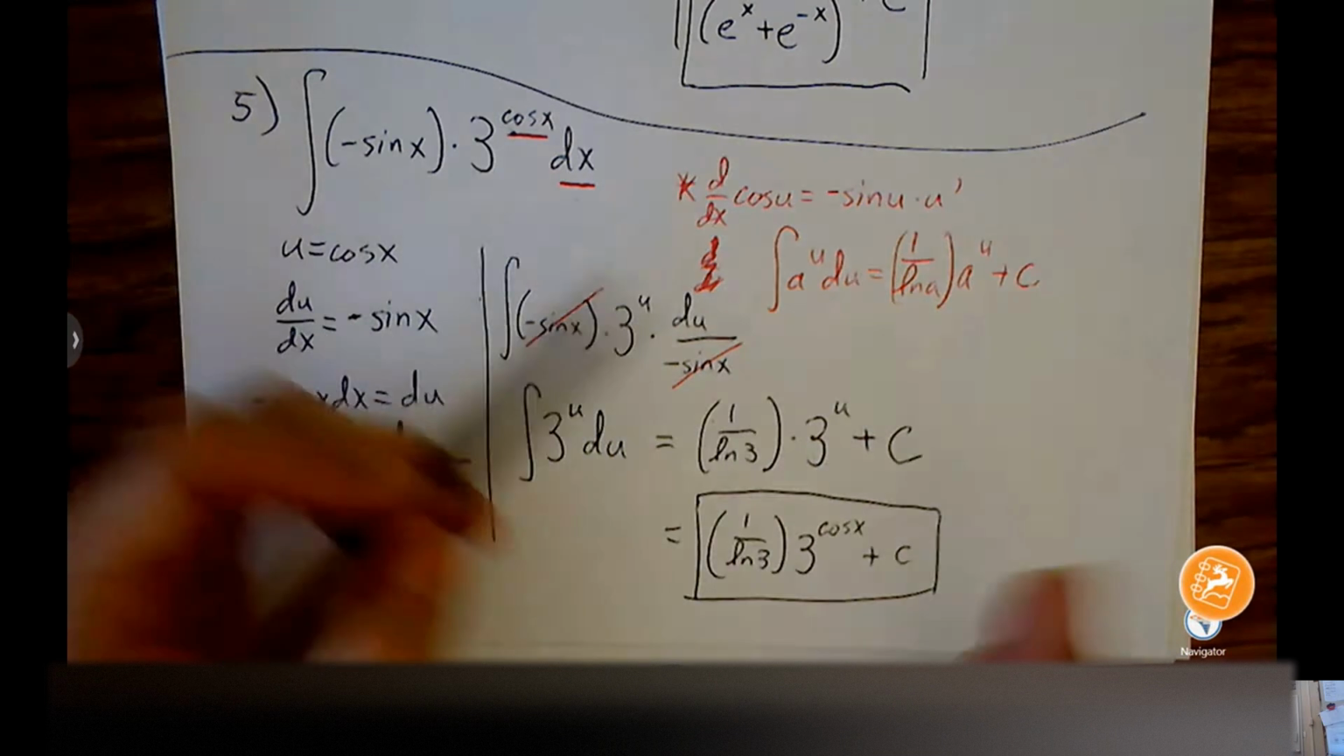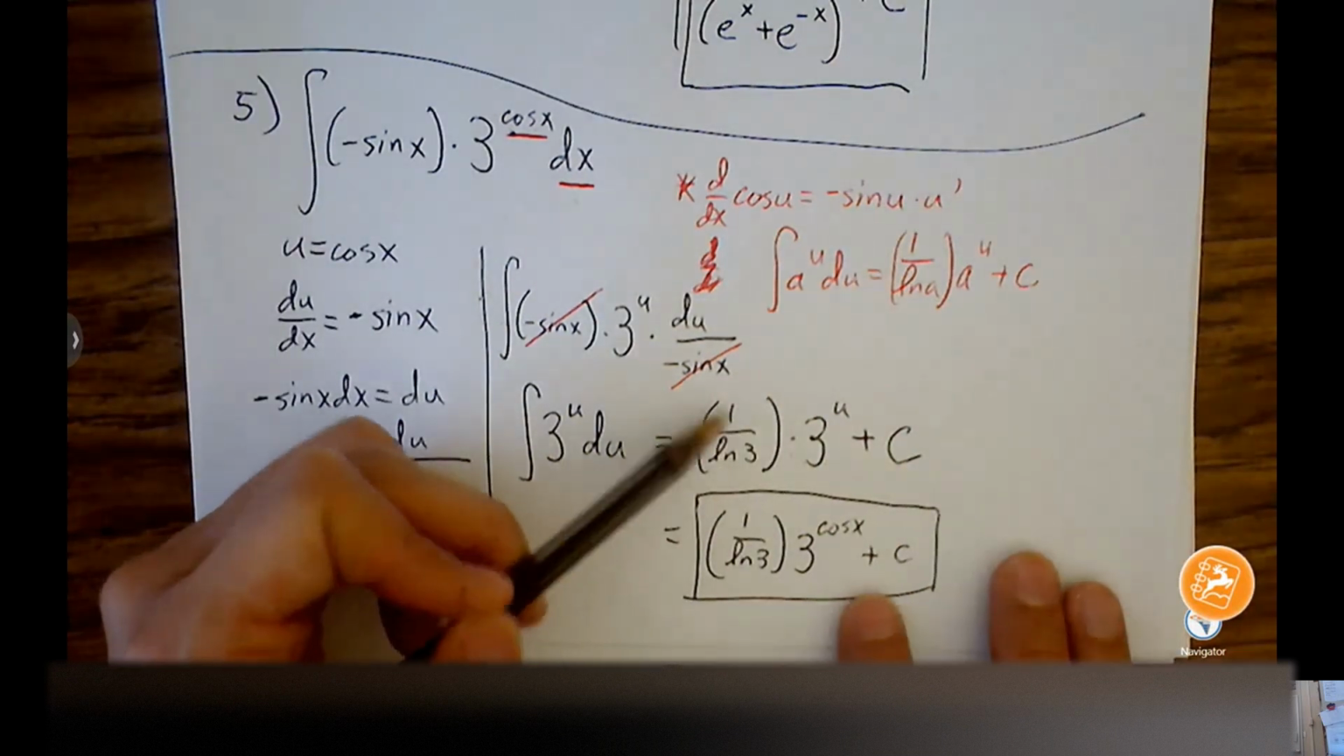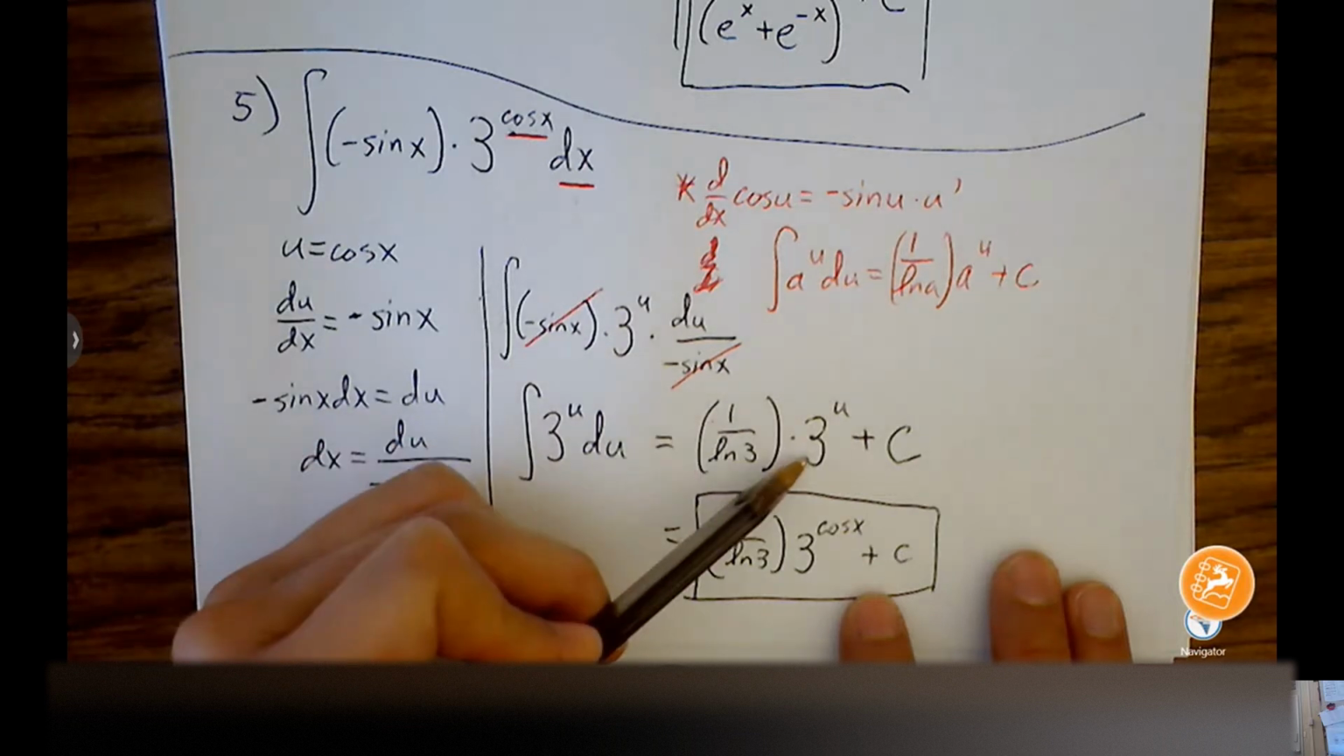I mean, we can, we just need a form like 3 to the u, but we're not going to get that. So just be careful. Any coefficients, this is going to have to be left alone.